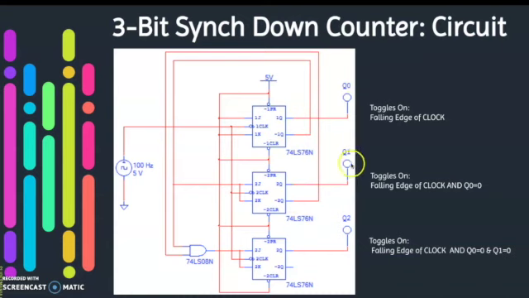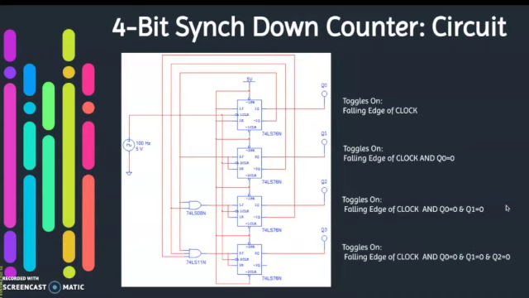We then have 3 probes out here that are attached to Q. Remember that this first flip-flop is going to trigger on the falling edge of the clock. The second one will trigger when the falling edge of the clock and Q0 are equal to 0. So that would mean the falling edge of the clock, Q0, 0, just to clarify. And then Q2 would toggle on at the falling edge of the clock, and when we have Q0 at 0 and Q1 is at 0.